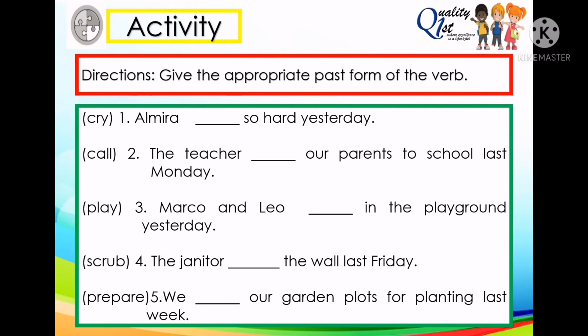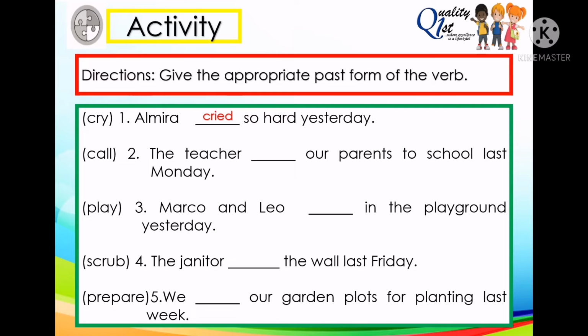Now, let's have an activity here. Directions. Give the appropriate past form of the verb. Number 1. Almira blank so hard yesterday. Now, the verb is cry. And it already happened yesterday. The correct answer is cried. Okay? It ends with the letter Y and preceded by a consonant. So change Y to I and add ed.